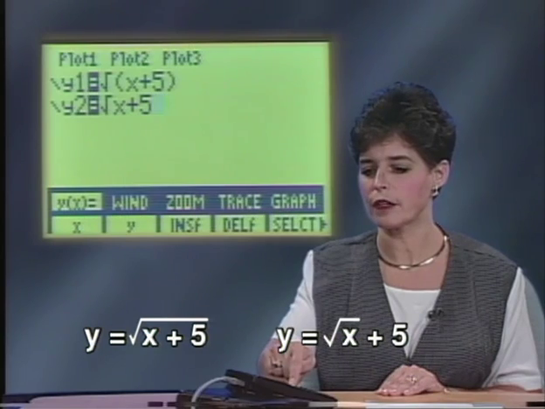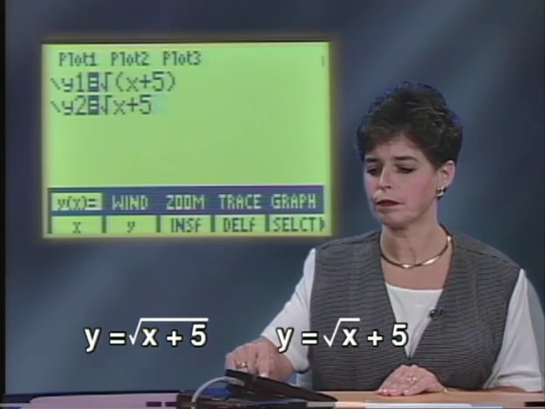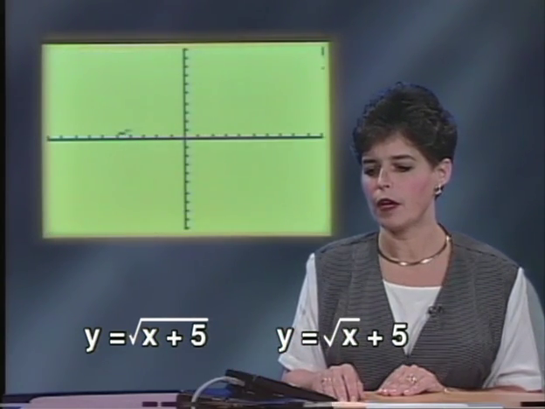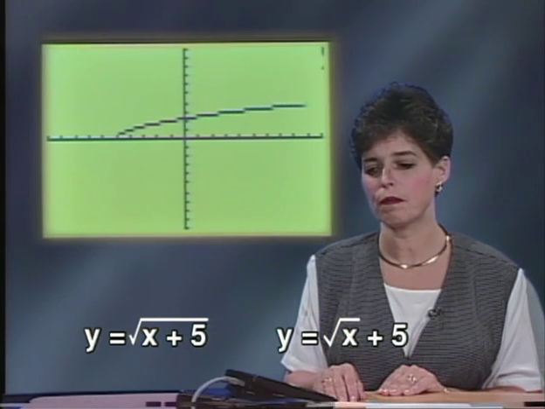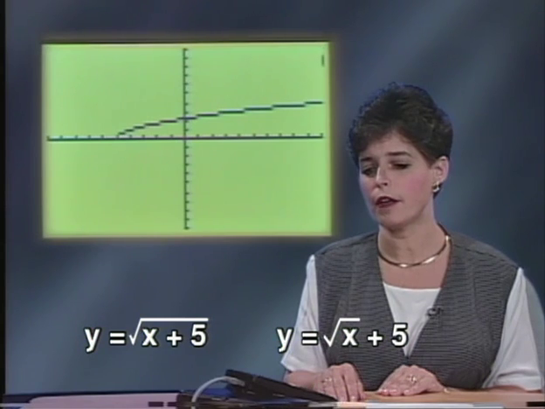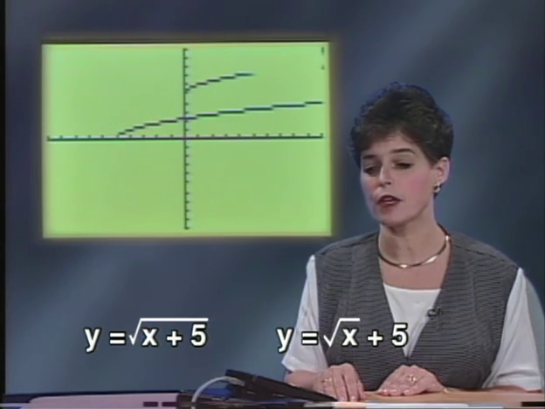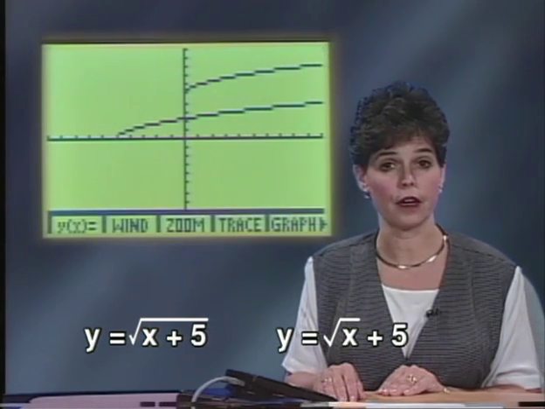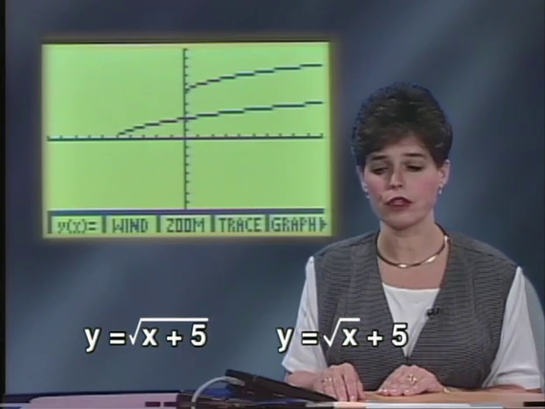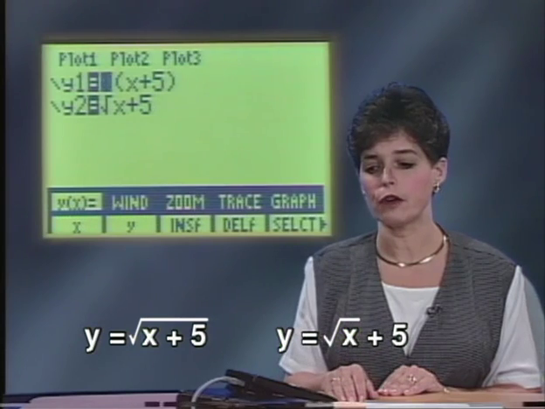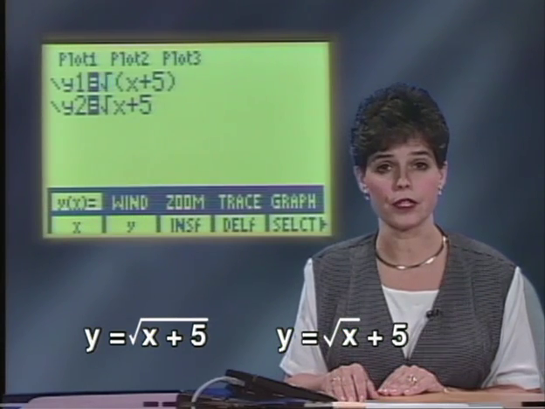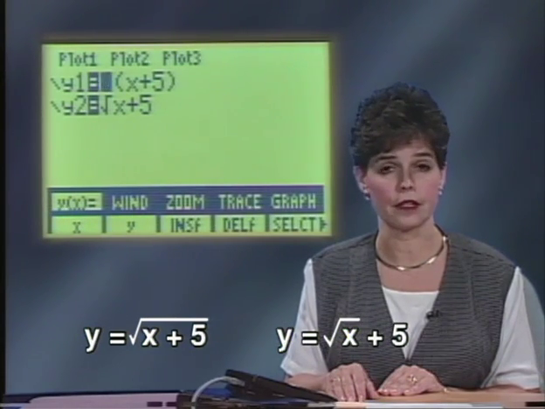Let's go to second graph. Here is the square root of the quantity x plus 5, and then the square root of x plus 5. So you see that they are indeed different functions. Let's go back to y of x and look one more time and notice that when I used the parentheses that I got a different graph than when I didn't.